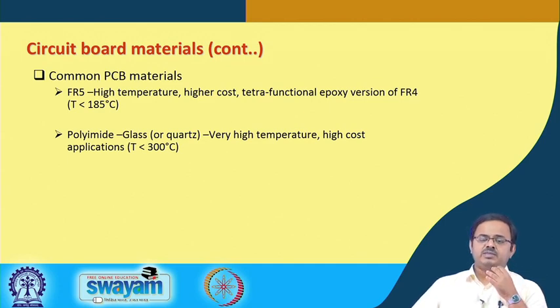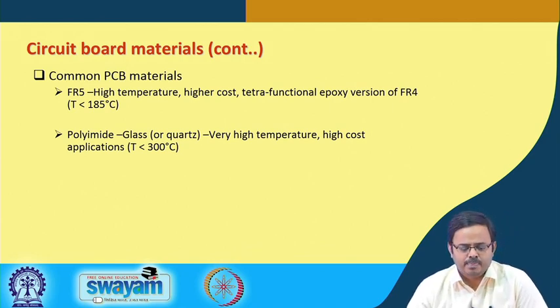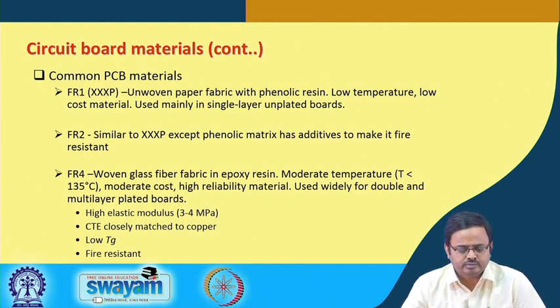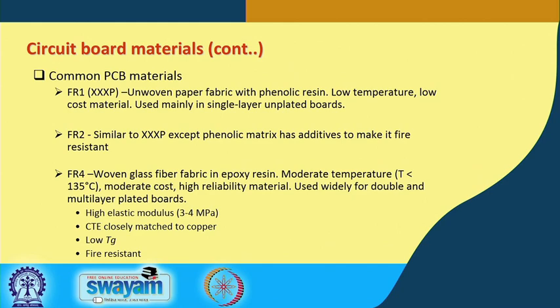So, these are very specialized materials, but very high cost as well. Okay. So, let us quickly recap what we just saw. Common PCB materials, fire resistant, as we were talking about: FR1, FR2, FR4, FR5 and finally quartz. These are all classified based on the materials that are used.